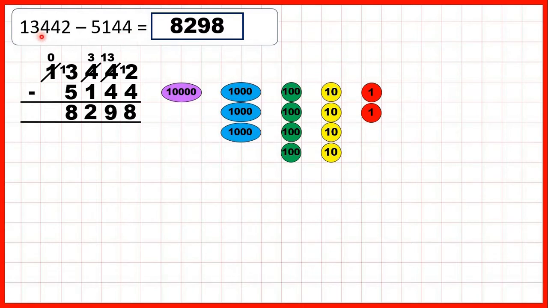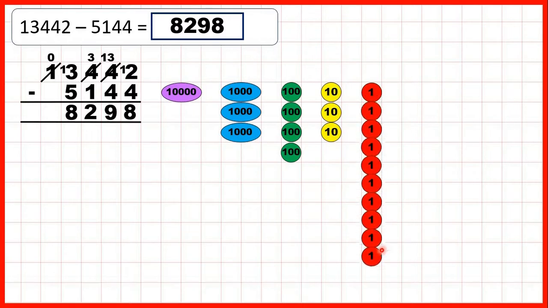So first we started with 13,442, which we have represented here with place value counters. Now what we need to remember is that we can exchange one place value counter for 10 of the place value to the right. So because we can exchange 1 ten for 10 ones, that means that we can take 4 ones away. We can subtract 1, 2, then exchange, then subtract our third and fourth one.